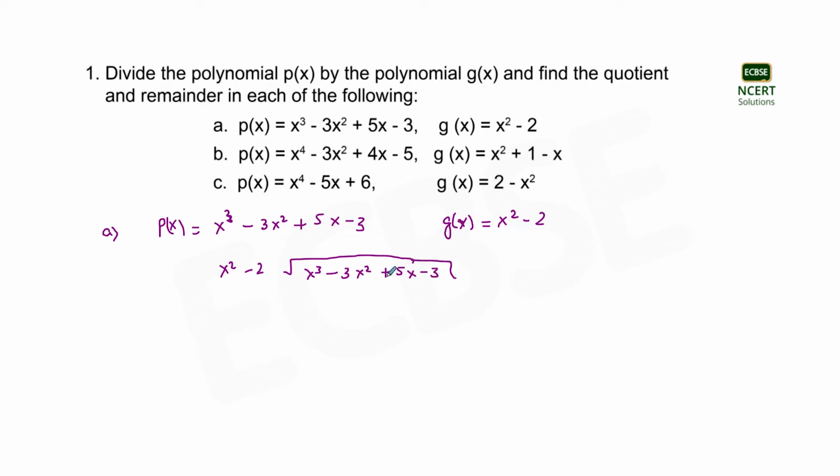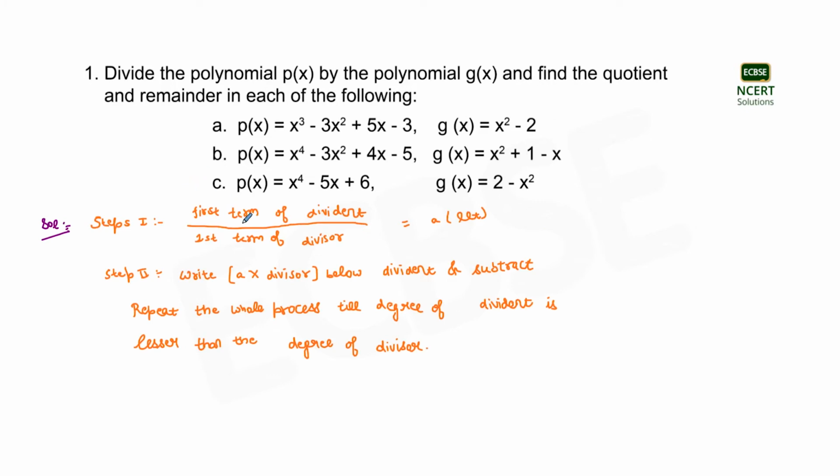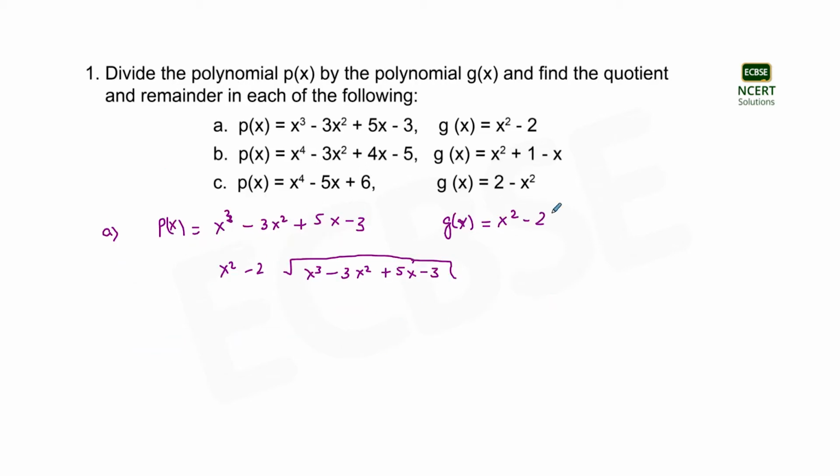So, what was asked in step one? Divide the first term of the dividend by the first term of the divisor, and let it be denoted by a. What number is obtained if we divide the first term of the dividend by the first term of the divisor? The term which we obtain is x. Clearly, on dividing x cube by x square, the term which we get is x.